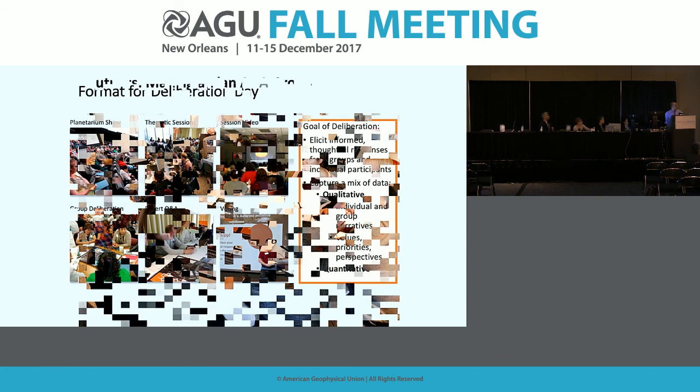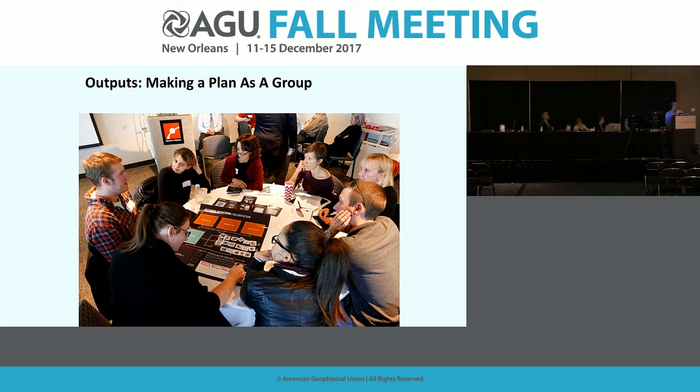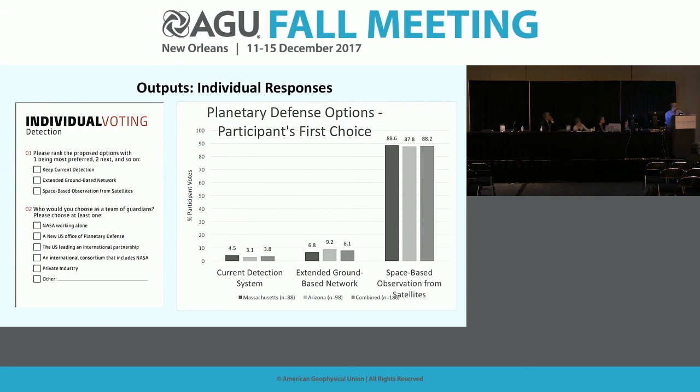And we collected data both in terms of group activities. So you can see that this is where they did a group exercise looking at different detection options, and they made a plan as a group. And they also shared their individual opinions. And these are some of the results we collected. We also collected observational data. We had table observers, and we did pre and post surveys.